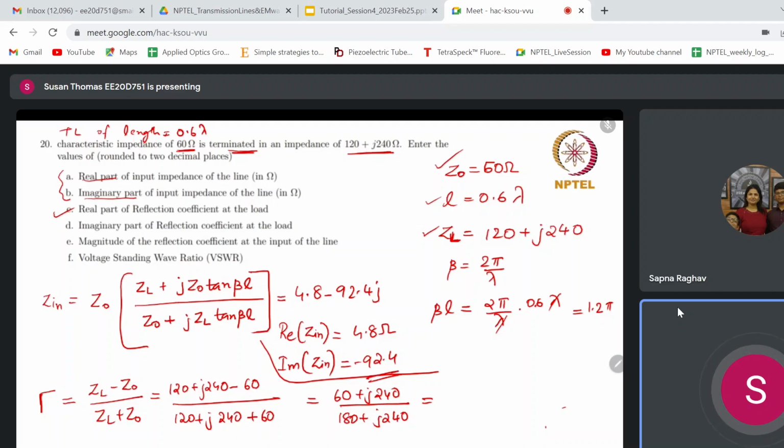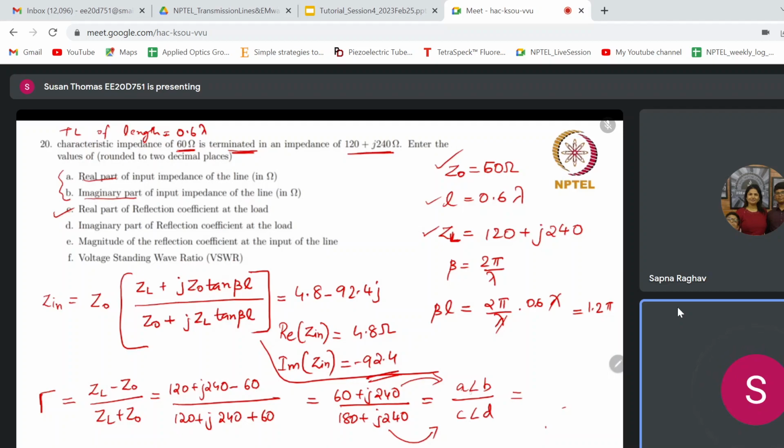I hope you remember how to divide two complex numbers. It's always easy to convert, rationalize. We need to convert this to polar, basically, and just so 60 plus j240. You take the polar of this. Say if you get A angle B, you take polar of this one, you get C angle D.